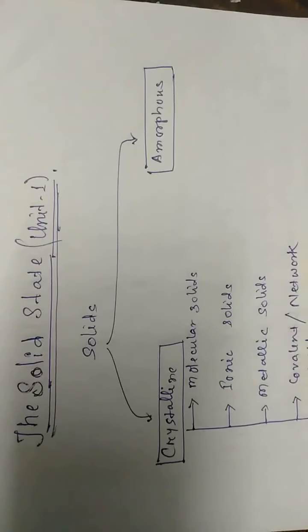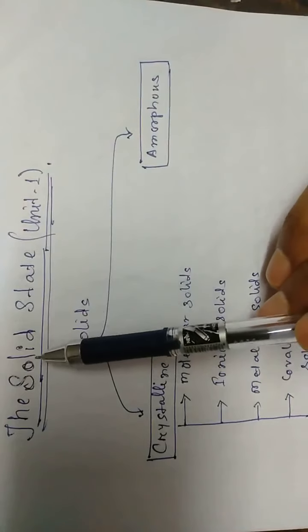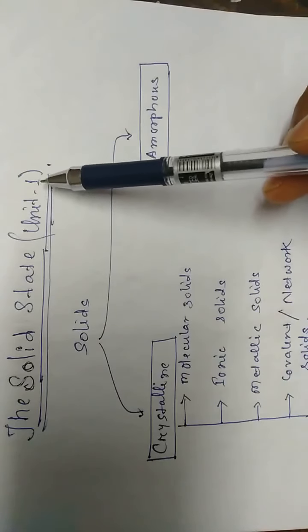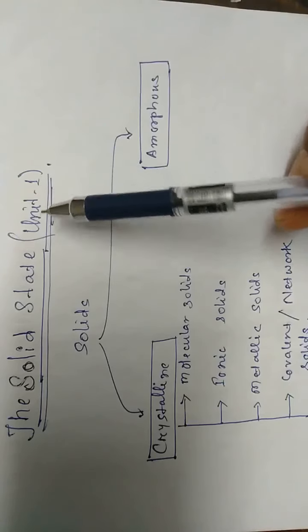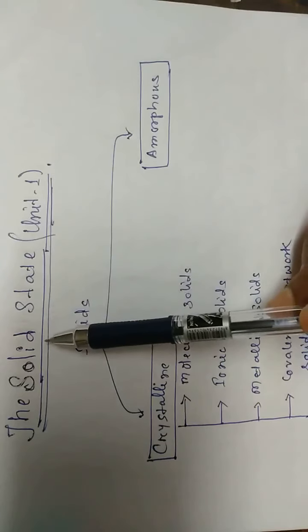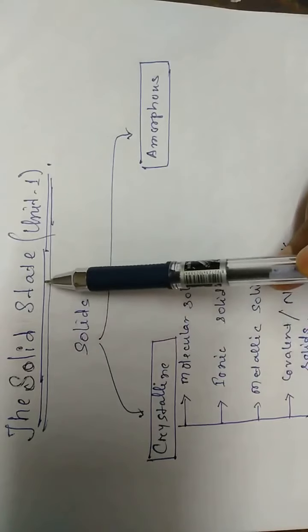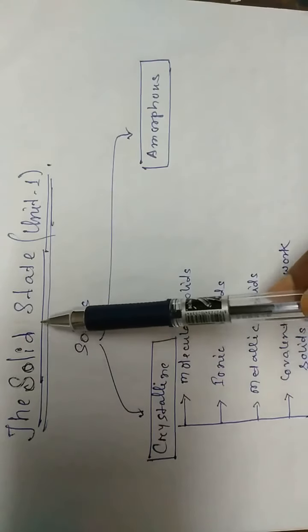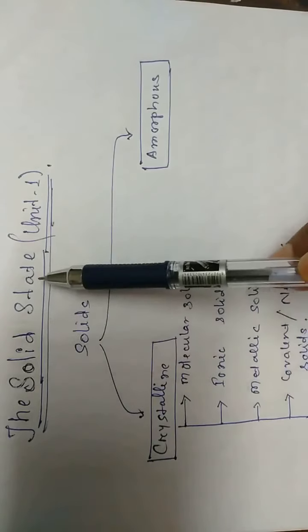Today I am going to start a new chapter. The chapter is the solid state. It is unit number 1 from part 1 book. So in this chapter we will discuss the structure of solids, and how different types of particles in a solid are arranged.